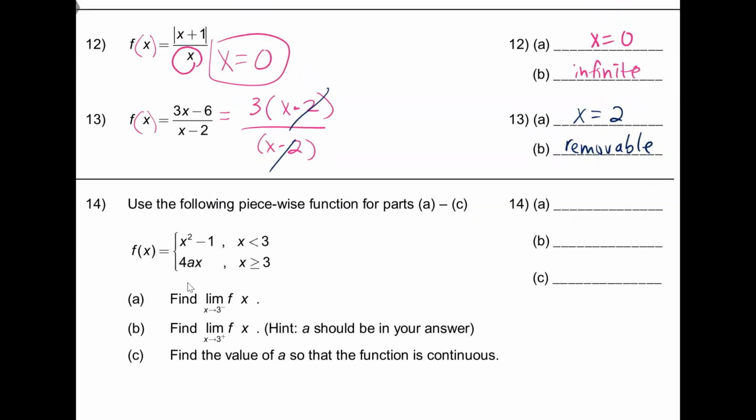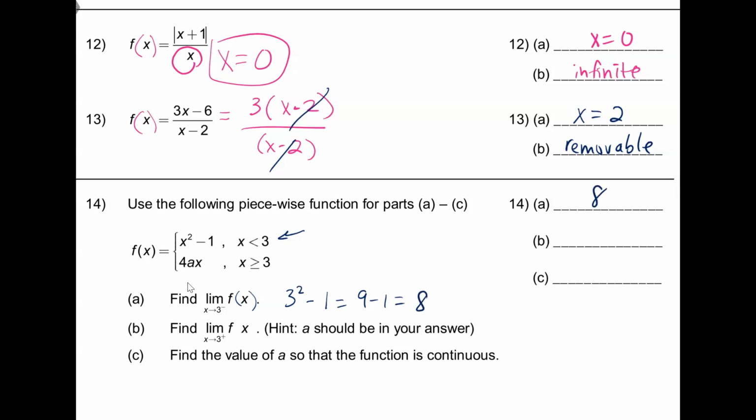All right, use the following piecewise functions. So A, find the limit of f of x as x approaches 3 from the left side. From the left side, it's coming from the negative, so it means it's less than 3. So I'm going to be using this top one. So I have 3 squared minus 1. That's 9 minus 1, which is 8.